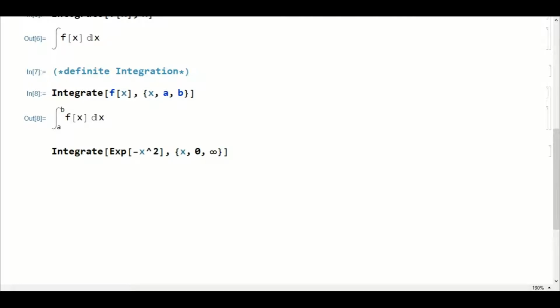Before evaluating this, you go to your evaluation command and click on quit kernel and local. This is always a good practice before performing any operation in Mathematica. So let me execute this command now.